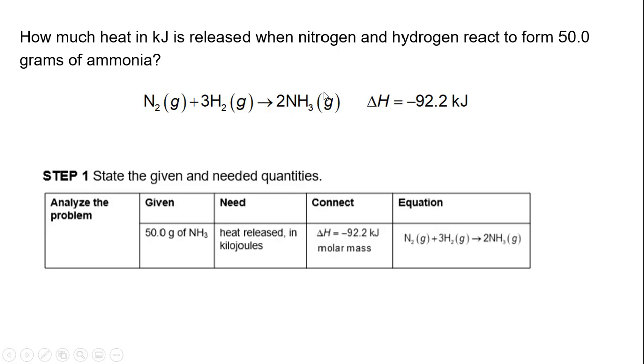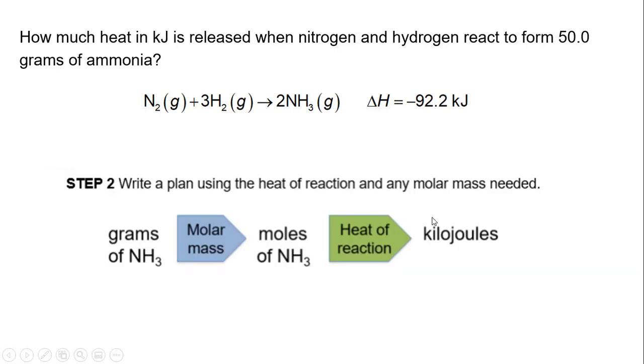We want to know how much heat is being released. We're given 50 grams. We know how much heat is given off in this reaction, and we are going to base this on the equation. So we have grams, and we need to get from grams to kilojoules. Heat is the key word. How do we do that? Well, first we need to get out of grams. We never work with grams. We need molar mass. So we have to get to moles of ammonia.